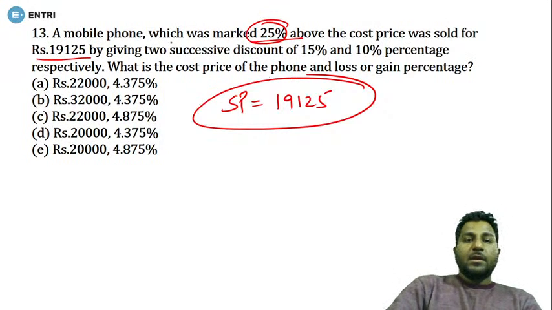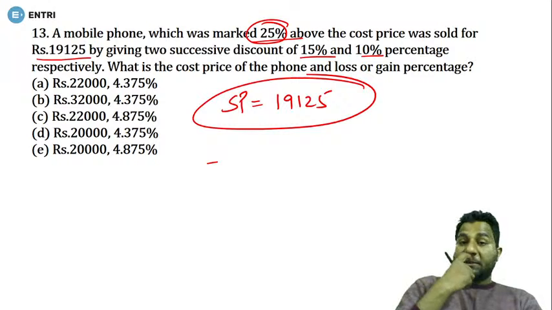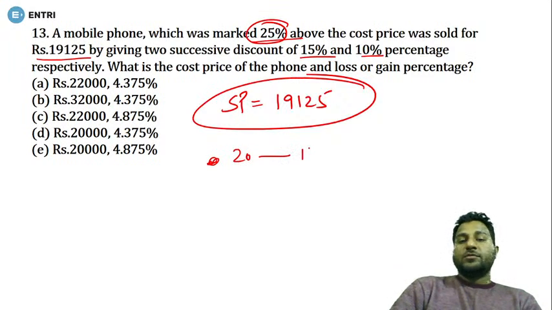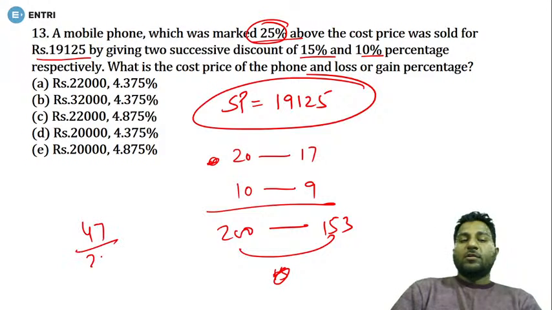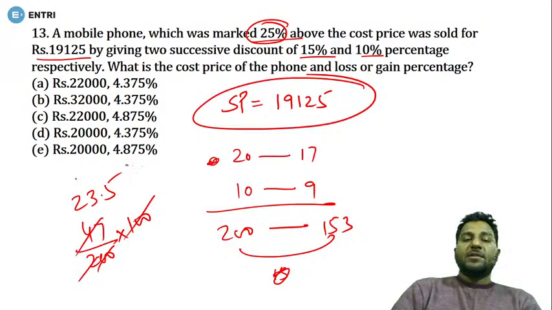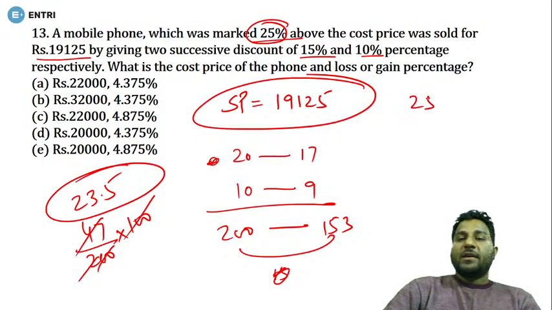Okay, by giving two successive discounts of 15% and 10% respectively. 15% means from 20 to 17 and 10% means from 10 to 9. So from 200 to 153. So clearly 153, that means 47 was the discount on 200. Let's multiply with 100 and we will be getting 23.5% as the overall discount.